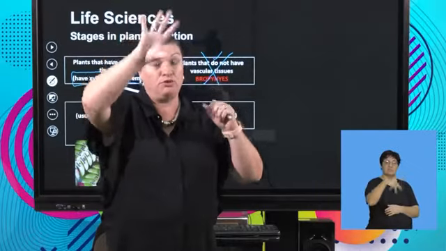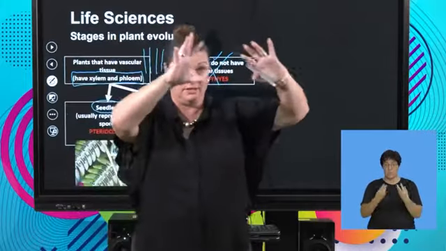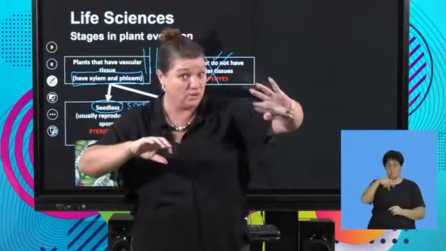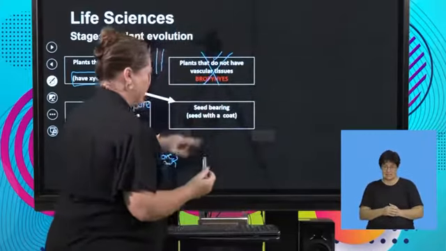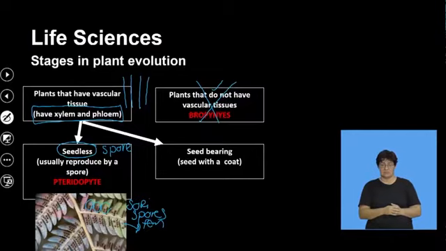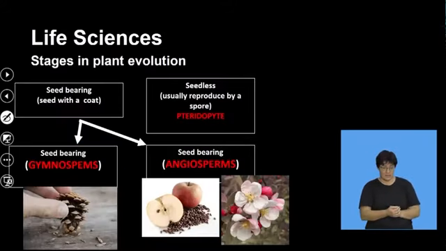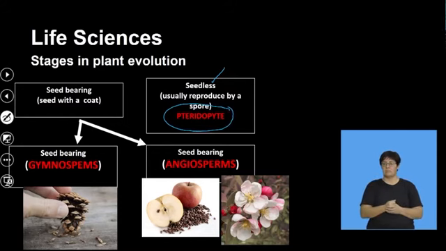Okay, so we've got the vascular, spore, seedless, and now seeds. Now let's have a look at this one. What happens if I produce a seed? Remember, it was vascular, but it was seedless. That was my fern, my pteridophyte. What do I call plants that produce seeds?